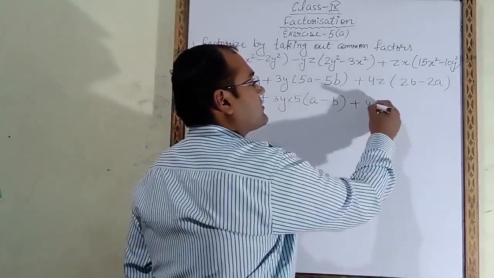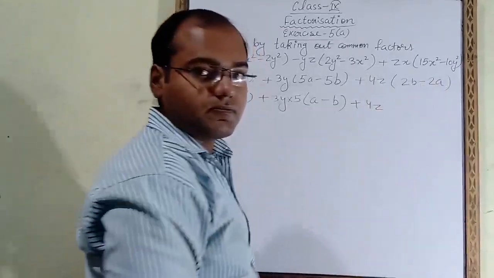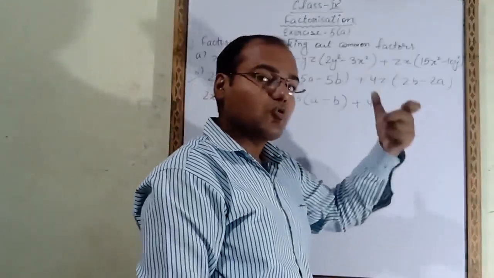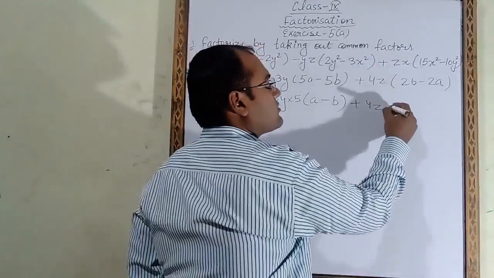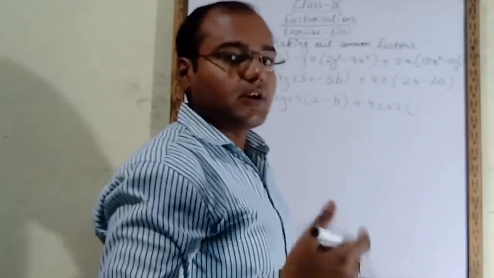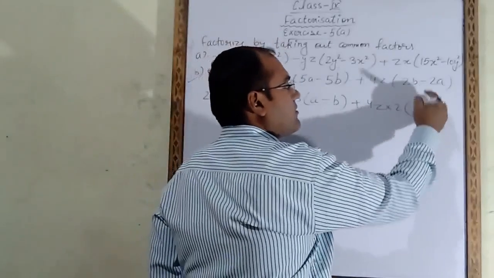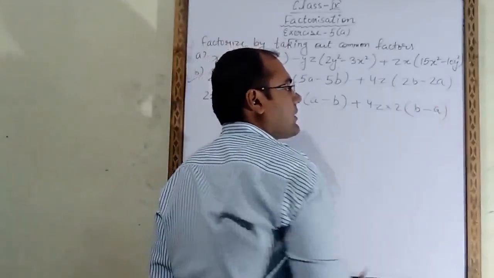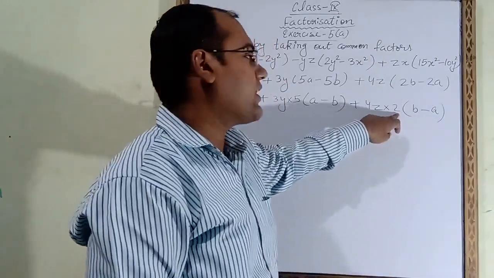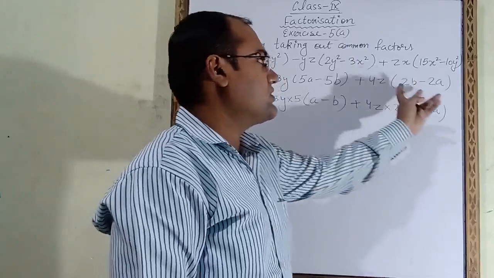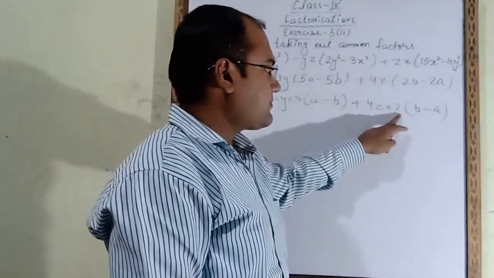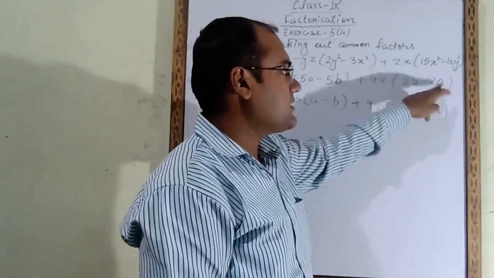Now next is 2b minus 2a. From these two terms also we can take 2 common. So what will we do? This 2 we will bring outside. So here we have to put the multiply sign. Now in the bracket we have to write the remaining terms. Remaining terms are b minus a. See, I have taken it outside the bracket because these two we had taken common outside the bracket. So after taking common, b minus a.